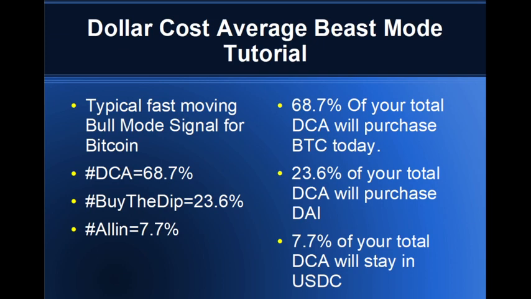Now the all-in signal is 7.7%. That means 7.7% of your total DCA will stay in USDC, so you don't have to move it at all. It can just stay in USDC. If you're using your card for other purchases, you might want to move it into another stable coin. So you might move it into PAX or something else, or US Tether. But for simplification purposes, we're going to assume that you're not using your card to make other purchases. But if you are, you want to move that into one of the other stable coins, US Tether or PAX. Let's move on.